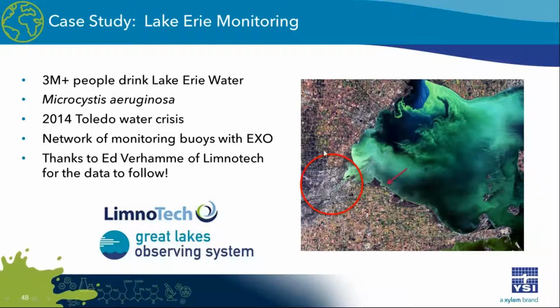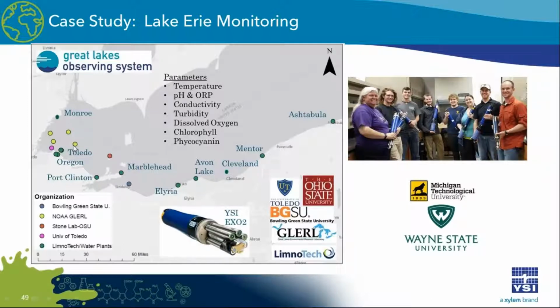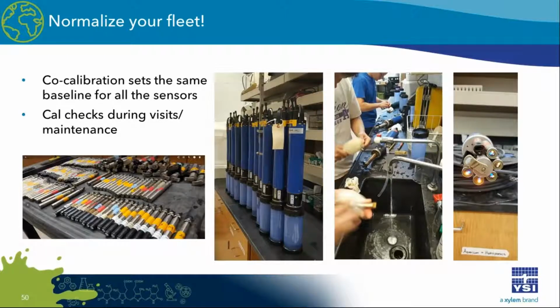Since then, the state and NOAA have responded very nicely to help fund a series of network monitoring buoys that have EXO sondes on them. And I want to thank our friend Ed at LimnoTech for sharing some of the information that LimnoTech has been collecting with the Great Lakes Observing System from those buoys. So that system is a network of multiple buoys, and there are a lot of people participating in and managing these buoy systems. Part of the beauty of this is how well coordinated they are in getting together once a year and making sure that all of these sondes have the same sensors, that they're properly calibrated, and they're calibrated together so that they can make comparisons across this network. And they have calibration parties.